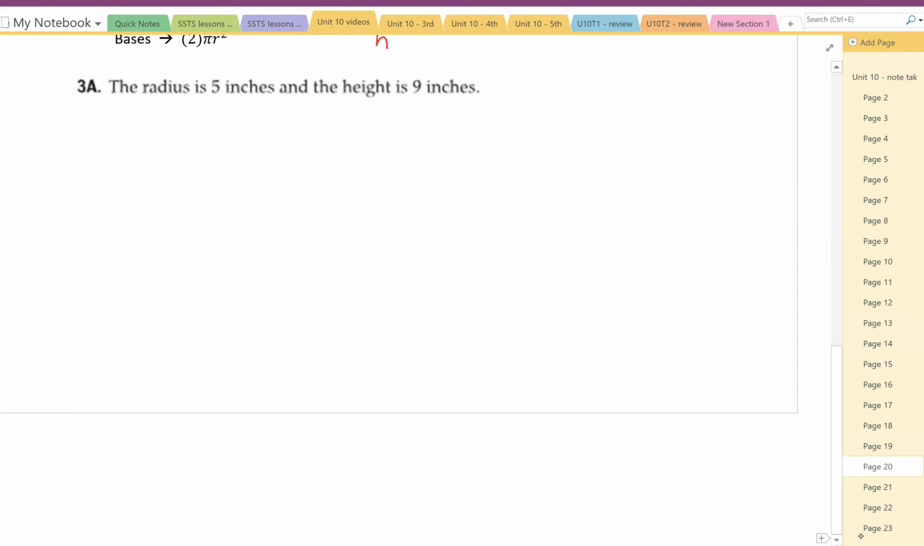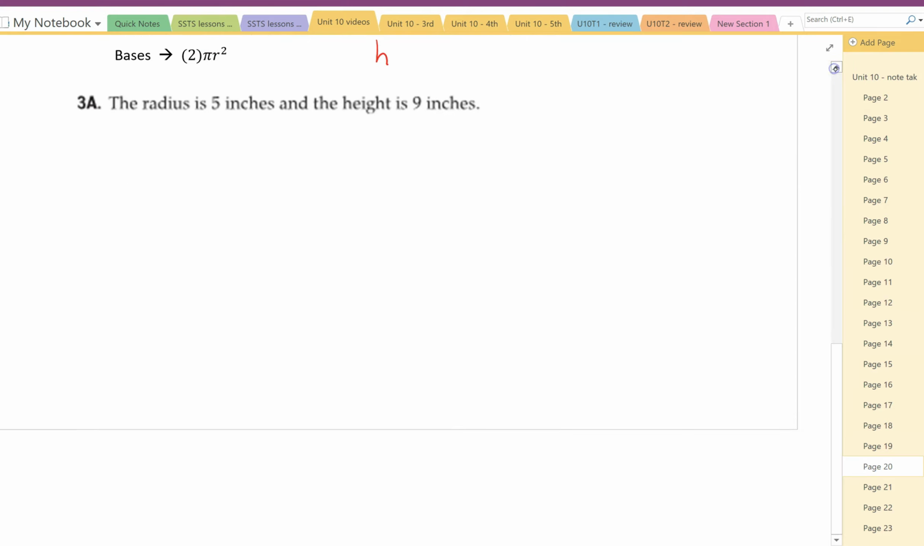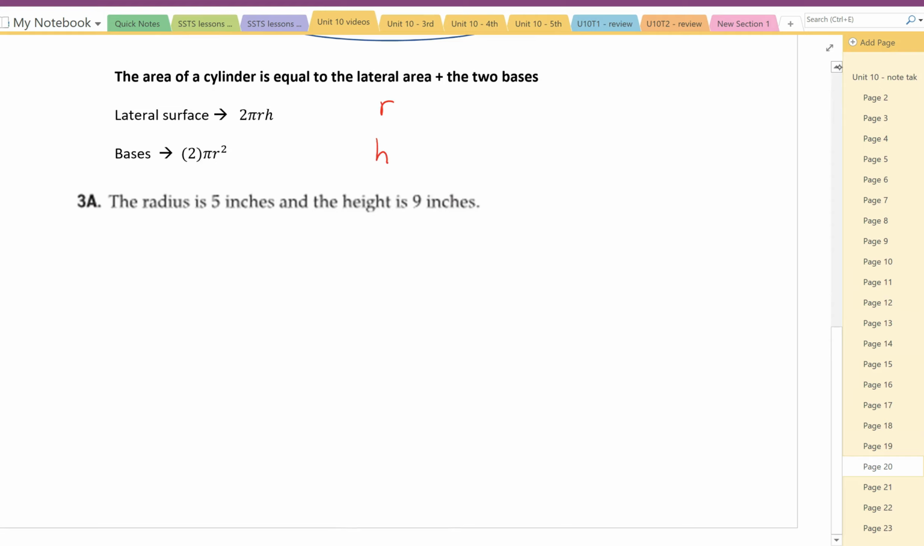So let's try one down here. It says the radius is 5 inches and the height is 9 inches. So the radius is 5, height is 9. I'm going to use these 2 formulas right here, and I'm going to eventually add those 2 together. So let's start with the lateral surface. It's kind of like the band that wraps all the way around the cylinder.